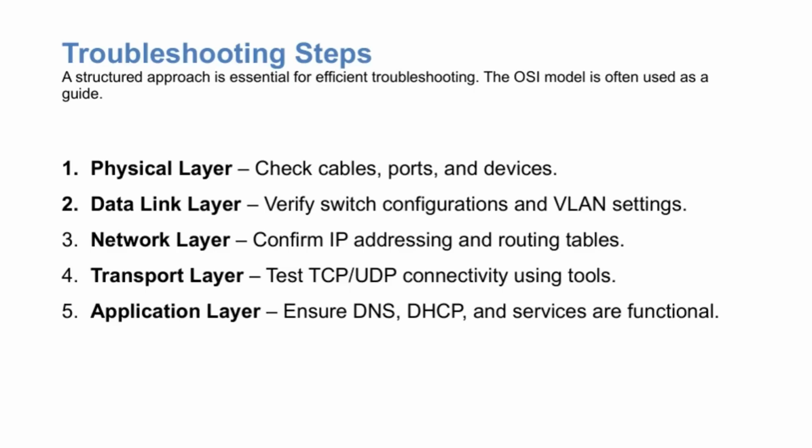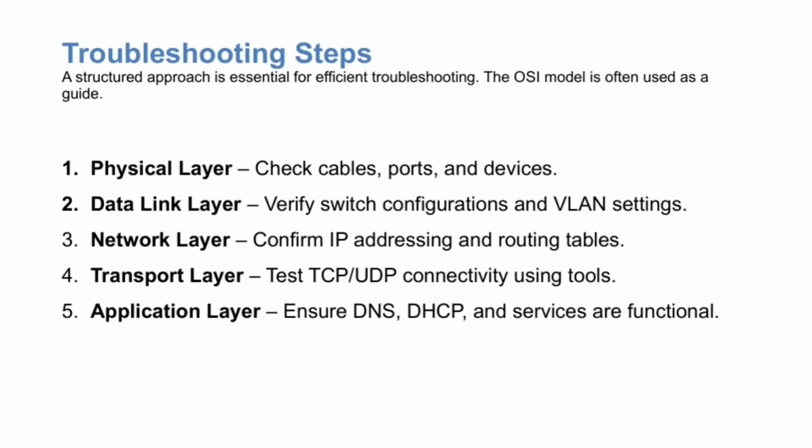Next, at the network layer, I confirm that IP addressing is correct and that routing tables are properly configured. This helps us identify any misconfigurations that might be blocking traffic. Then, at the transport layer, I test TCP or UDP connectivity using various tools, ping, traceroute, or specialized network testing software, to pinpoint where data might be dropping. Finally, at the application layer, I make sure critical services like DNS and DHCP are functioning correctly, since they play a vital role in network communication.